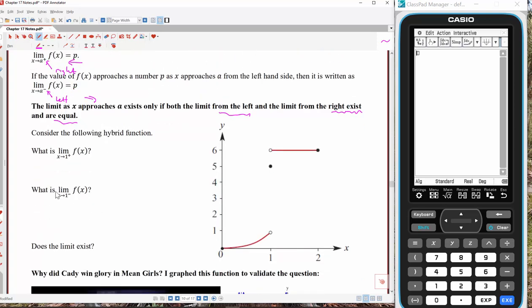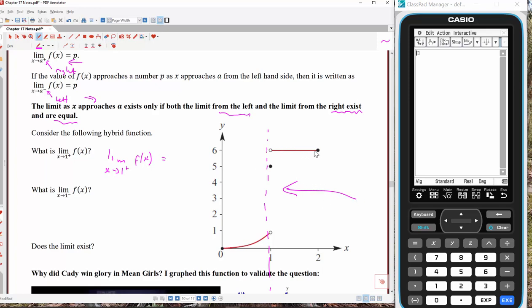Right, so consider the following hybrid function. What they want us to do on it is work out what the limit as x approaches 1 from the right hand side for the function is. So the limit as x approaches 1 from the right for f of x is equal to, right, so here's x is equal to 1. This line here is x is equal to 1, and what we want to do is approach that value from the right hand side.